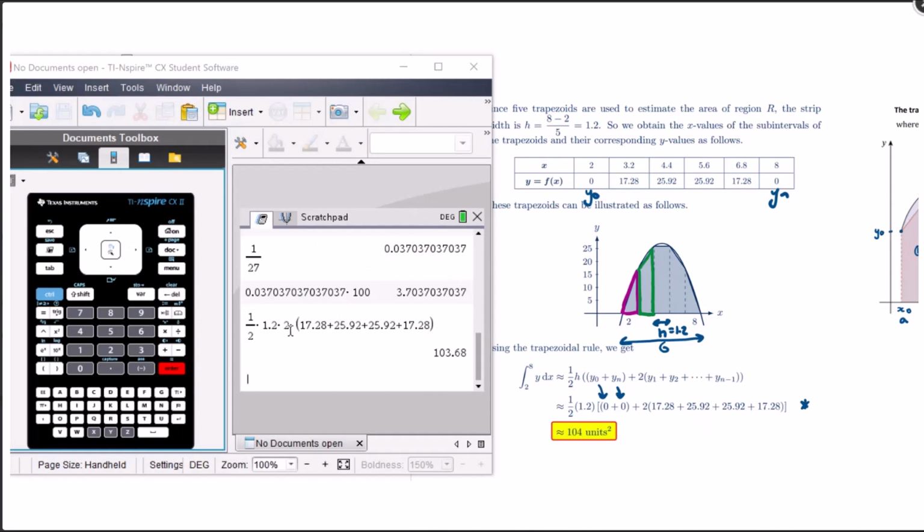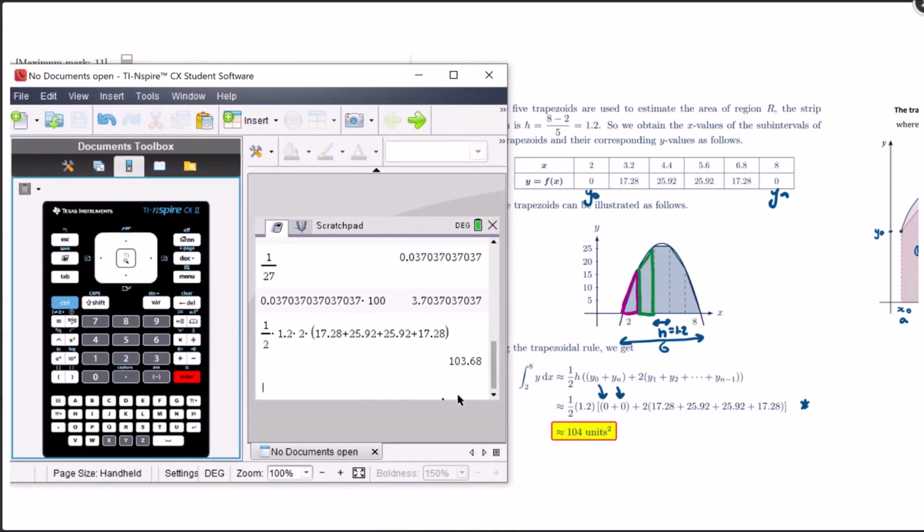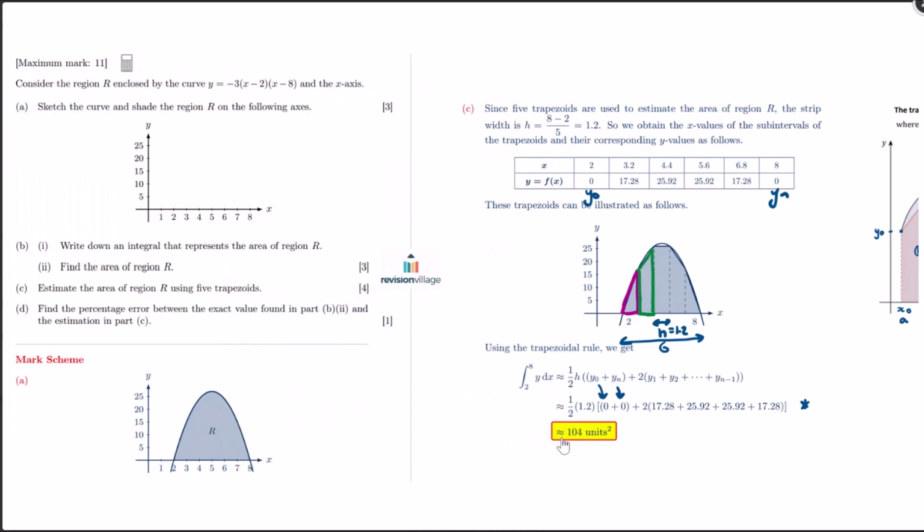Okay, so I've entered that there. I get 103.68. The question doesn't ask me how to leave my answer, so I'll round it to 3 significant figures. That'll be 104 units squared. So that right there is an approximation for the area of region R using the trapezoidal rule with 5 trapezoids.